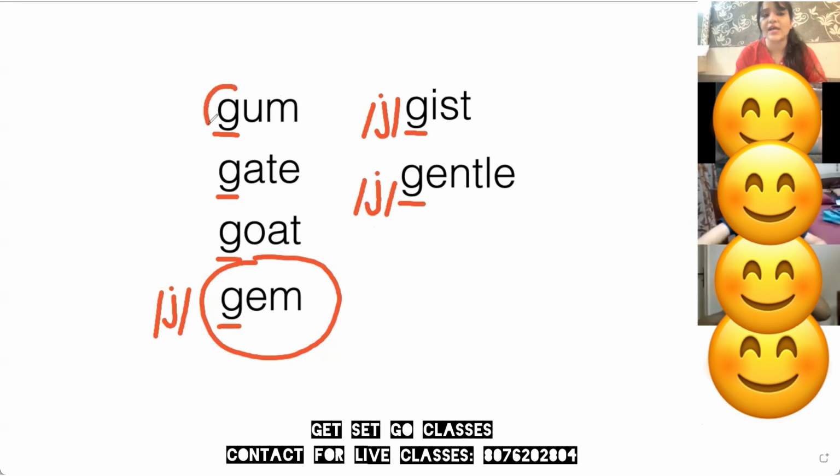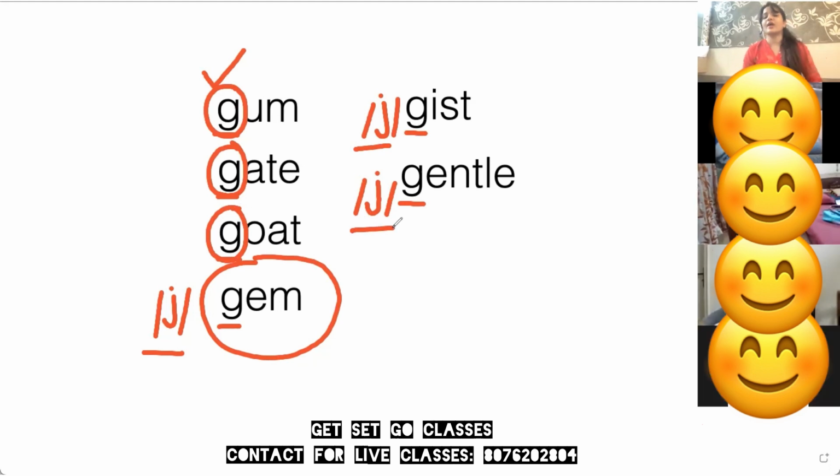So it has its own sound. Just like C, it is a little different than C. So it has its own sound: G, G, G, goat, gate, gum. And it has one more sound, which is J, J, J. So today we are going to understand why G makes two sounds and what is the story behind it. And when should we write G for J sound and when should we write G for G sound?